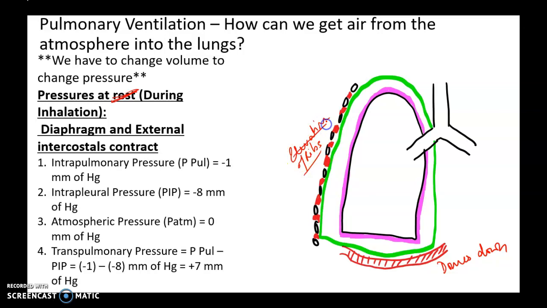What does that do? Will that increase the volume of the thoracic cavity? Yes. So we have an increase in volume of thoracic cavity. Agreed. As the volume of the thoracic cavity increases, will the lungs be a little stretched as well? Yeah, so we will have stretching of lungs.